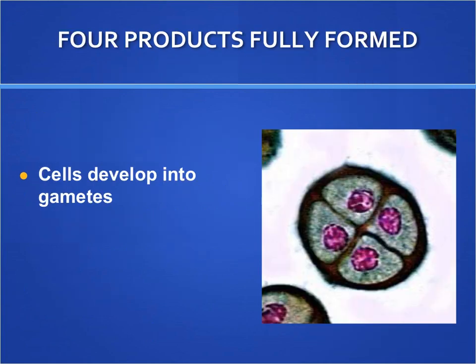So then finally, these 4 cells that are produced will develop into egg cells if we're in a female, or sperm cells if we're in a male. Now there is an exception in a female that we'll talk about later, but for now, just know that those 4 cells become either 4 sperm or 4 egg or egg-like cells. And remember, egg and sperm, we call the gametes.